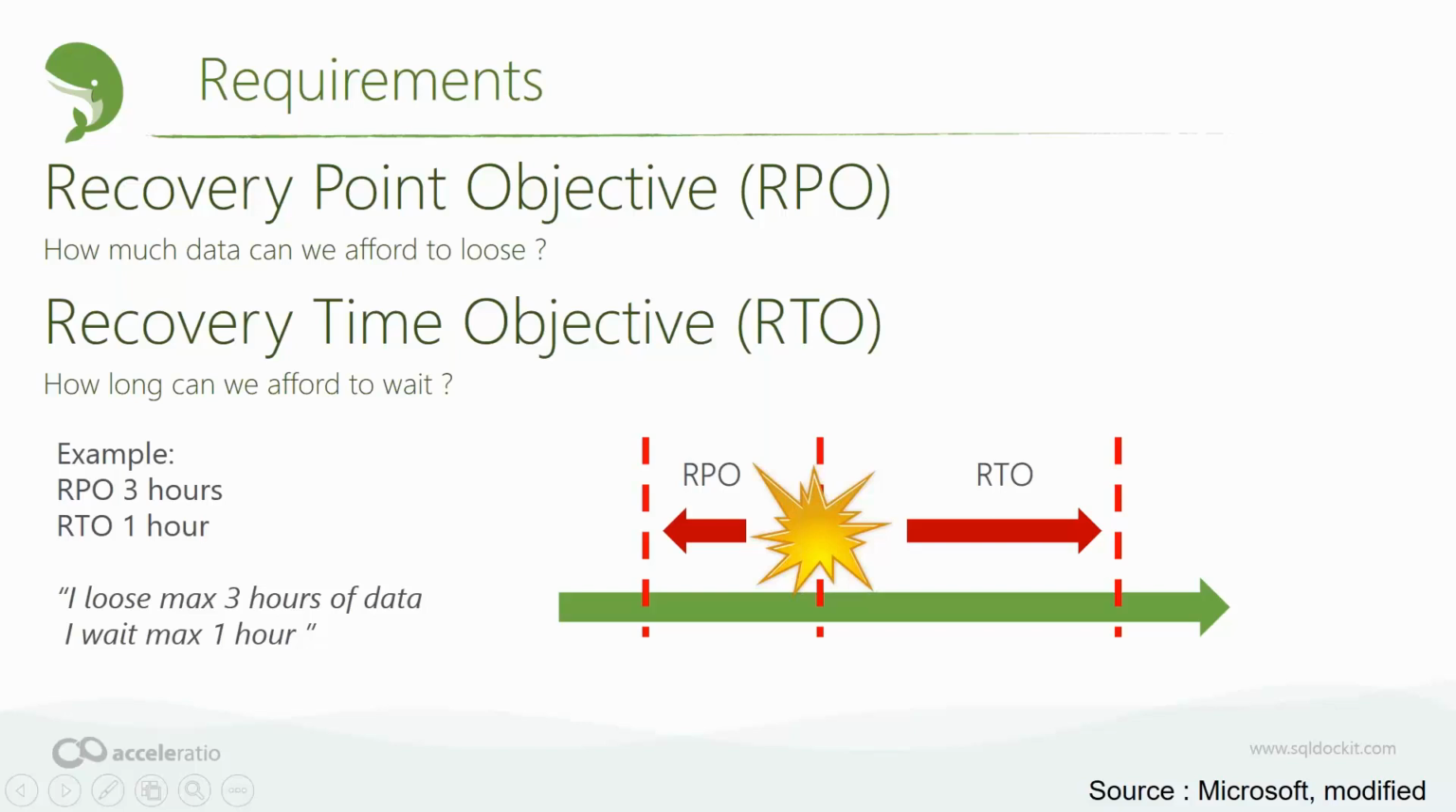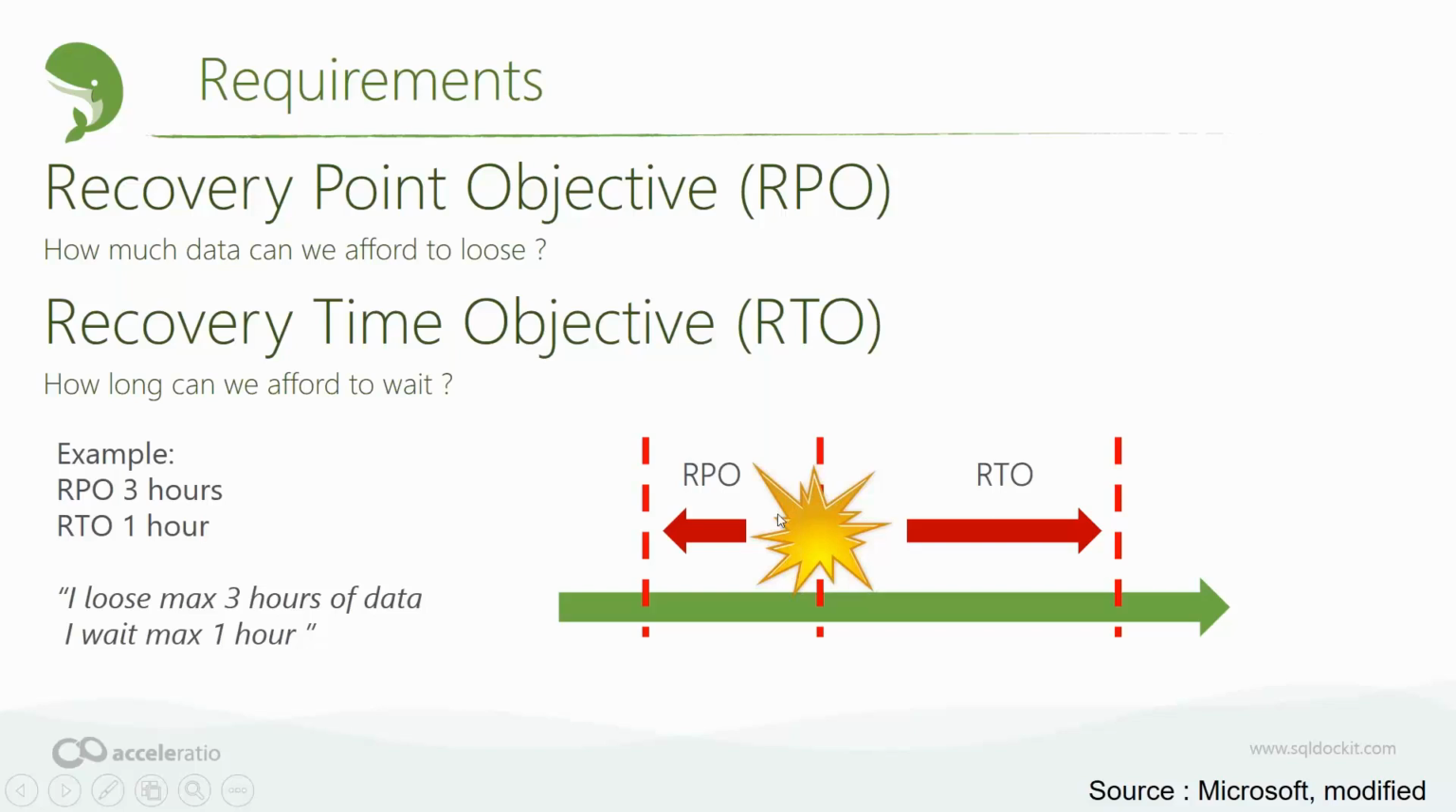The second concept is easier to handle. Recovery time objective means how long can you afford to wait? If, for instance, your SharePoint farm crashes, you might have 1 hour to recover. For example, you can have an RPO of 3 hours and an RTO of 1 hour, which means you can lose a maximum of 3 hours of data, but you can only wait 1 hour before your service is back. And things can be more complicated because in a SharePoint farm you may have different services, and different services may have different recovery point objectives and even different recovery time objectives.